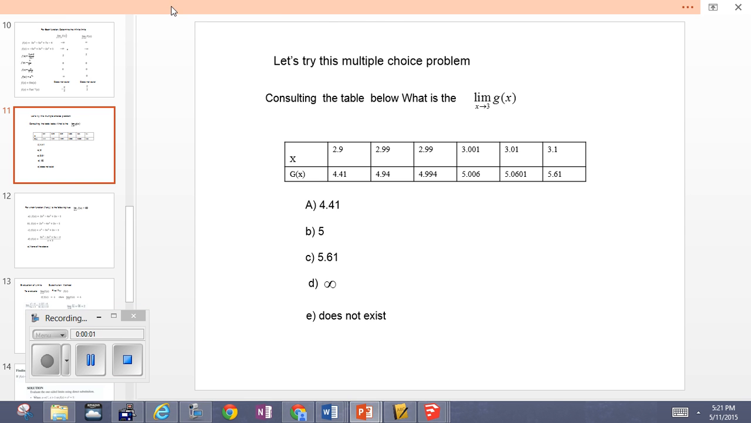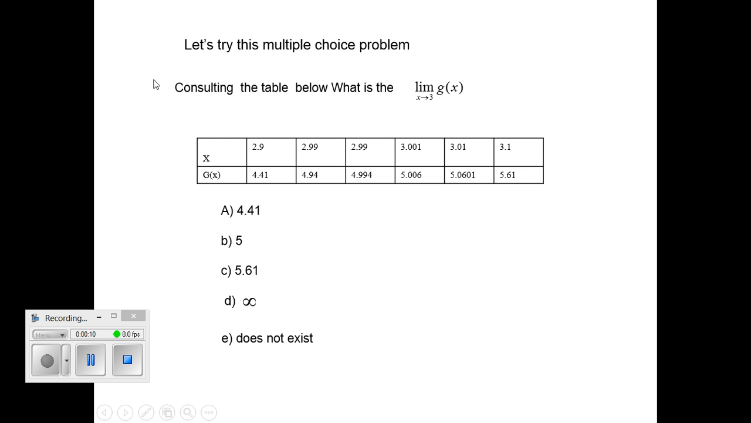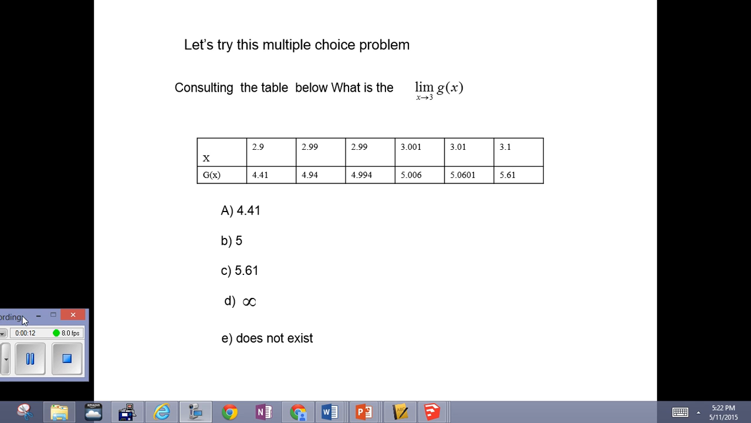All right, guys, we're going to resume with some discussion of limits here. And we're going to talk about some examples, and then we're going to talk about some tactical approaches you can take to resolving limits. So here, this is just a multiple choice question of sorts.